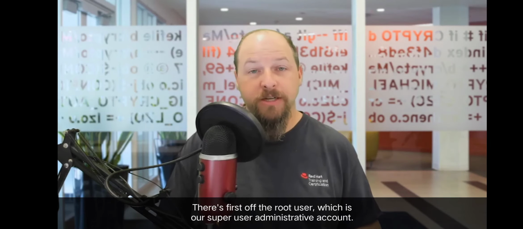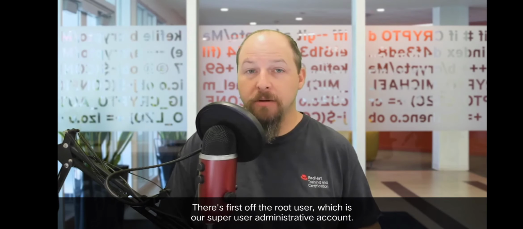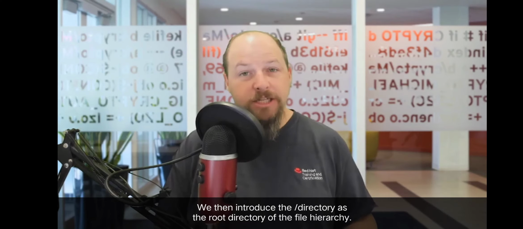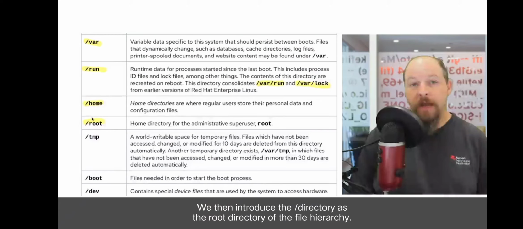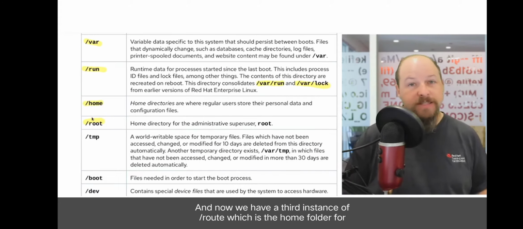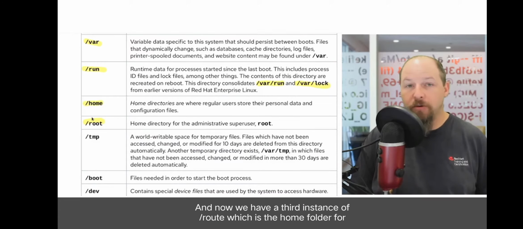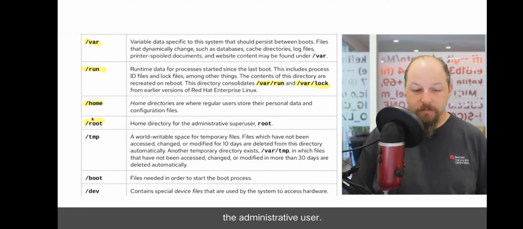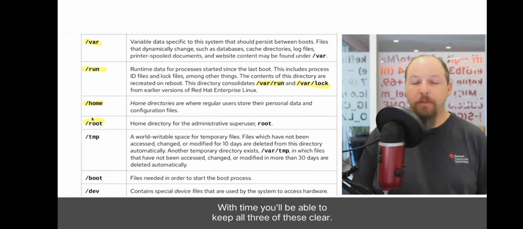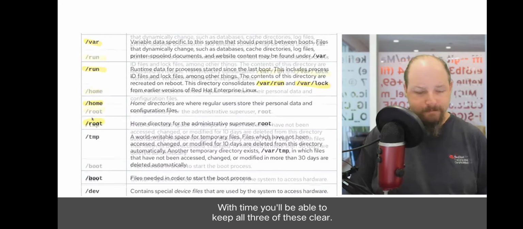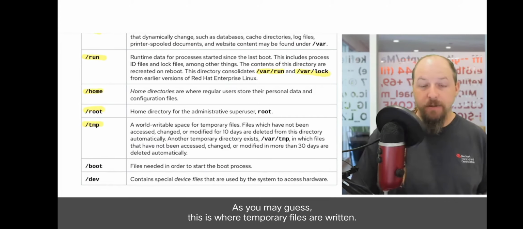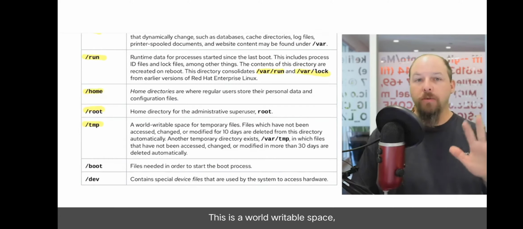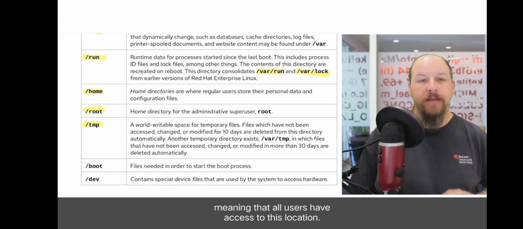There's first off the root user, which is our super user administrative account. We then introduce the slash directory as the root directory of the file hierarchy. And now we have a third instance of /root, which is the home folder for the administrative user. With time, you'll be able to keep all three of these clear. Next is the /tmp folder. As you may guess, this is where temporary files are written. This is a world writable space, meaning that all users have access to this location.